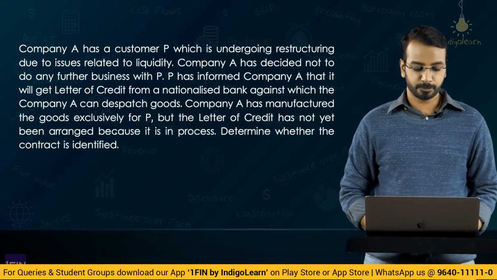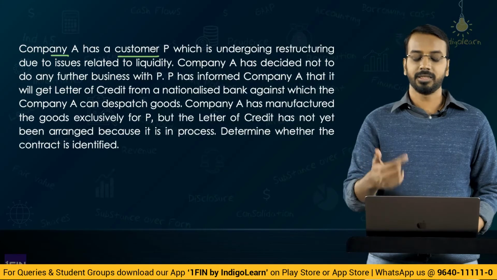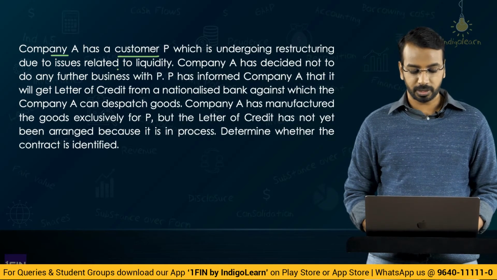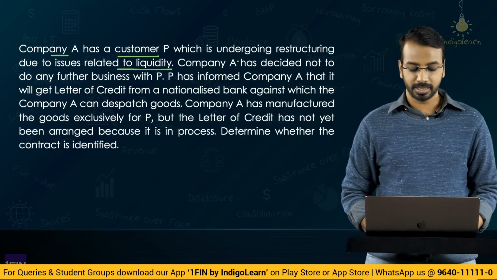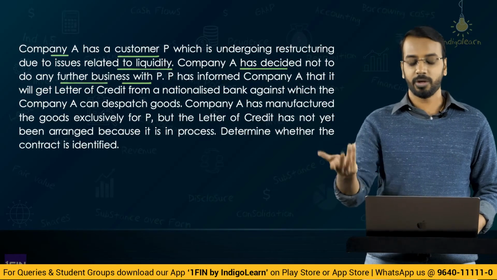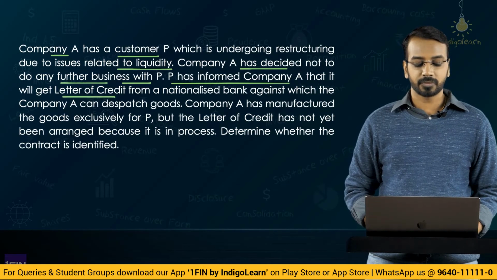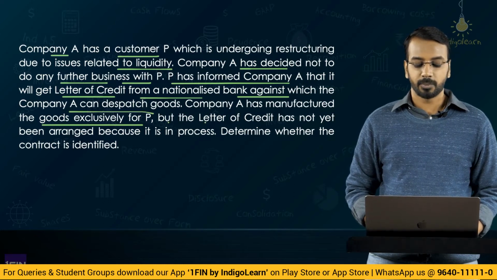Let's have a look at a few questions. Company A has a customer P. So, this is the entity, the reporting entity, and they have a customer which is undergoing restructuring due to issues related to liquidity. Company A has decided not to do any further business with P. Obviously, why would you? P has informed company A that it will get a letter of credit from a nationalized bank against which company A can dispatch goods. Company A has manufactured the goods exclusively for P, but the letter of credit has not yet been arranged because it is in process.